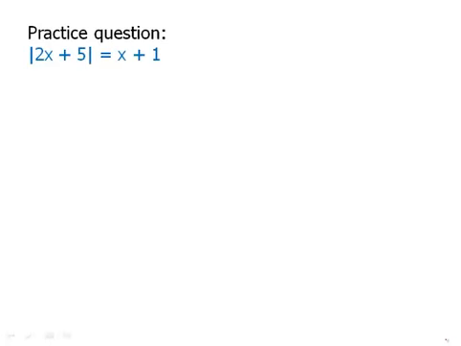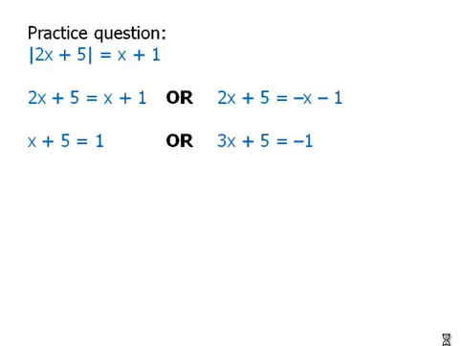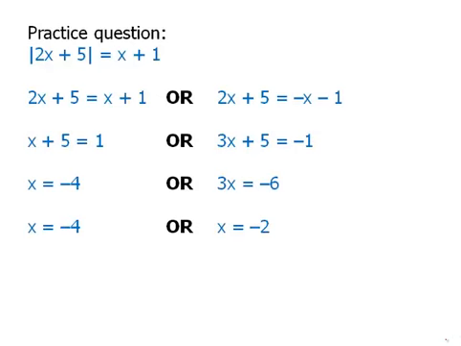Here's another practice question. Pause the video and then we'll talk about this. So we can go directly to the OR equation. The thing inside, 2x plus 5, either equals x plus 1 or equals x plus 1 multiplied by a negative sign. We'll group the x's on one side. We'll subtract the 5. Then we have to divide by 3 in the second equation. So we get x equals negative 4 or x equals negative 2. So these are our roots.